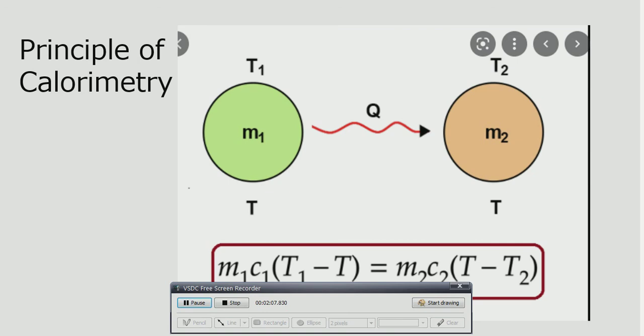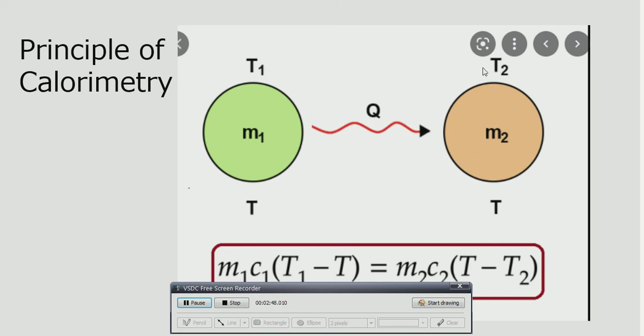The difference between T1 and T2 will decide whether there will be any heat transfer or not. If T1 is 100 degrees Celsius and T2 is 30 degrees Celsius, obviously the transfer of heat will be in the direction from M1 to M2. Now if T2 is more than T1, then the direction of heat Q will be from M2 towards M1. This you should remember. So heat will be transferred depending on temperature.